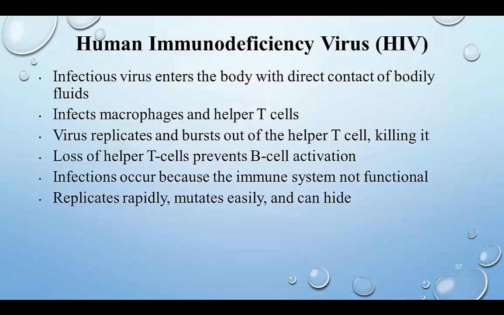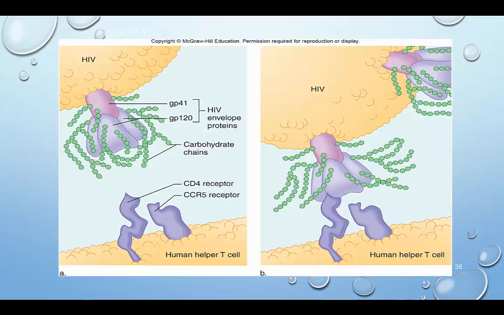So HIV, it's a virus that enters the body with direct contact to bodily fluids. It infects the macrophages and the helper T cells. The virus will replicate and burst out of the helper T cells and kills it. So the loss of our helper T cells prevents our B cells from being activated. The infection occurs because the immune system is rendered not functional, and this virus can replicate rapidly and mutates easily. Here's what happens.